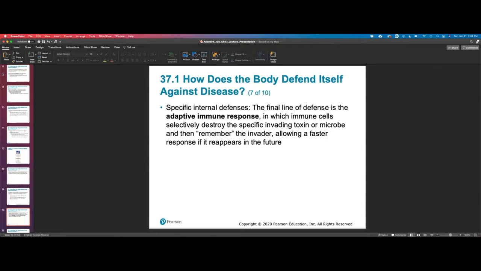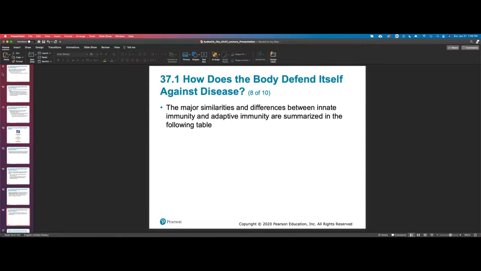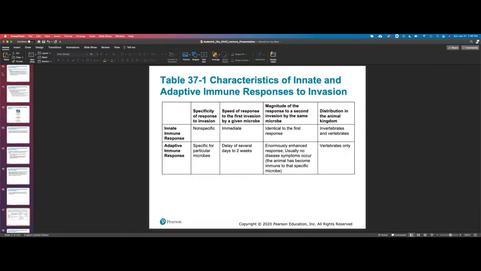And then the last or third line of defense is the adaptive immune response, in which case you're going to use specialized immune cells that will remember that kind of invader, so we'll have an easier time fighting it again. So innate, so the second and third responses, innate versus adaptive.